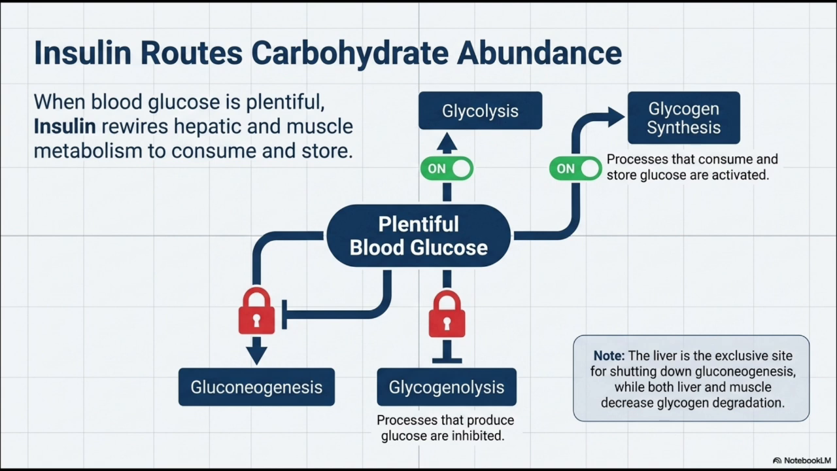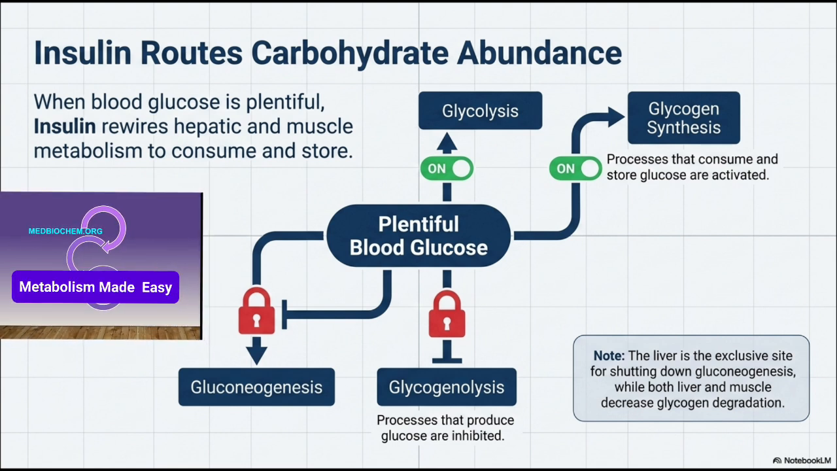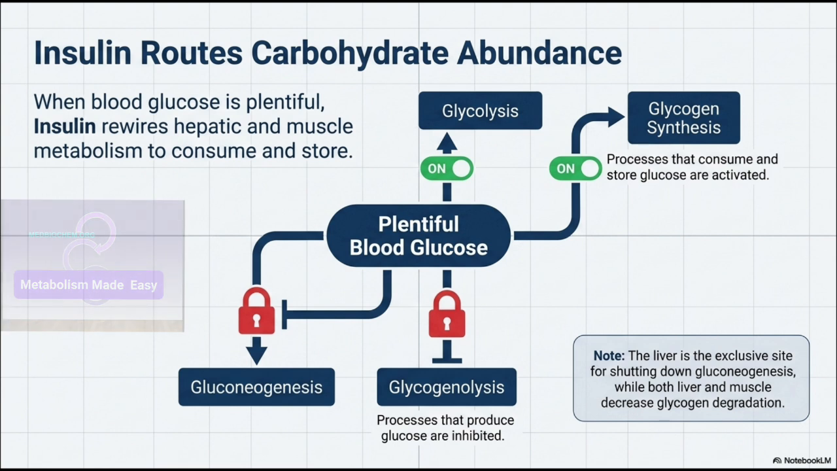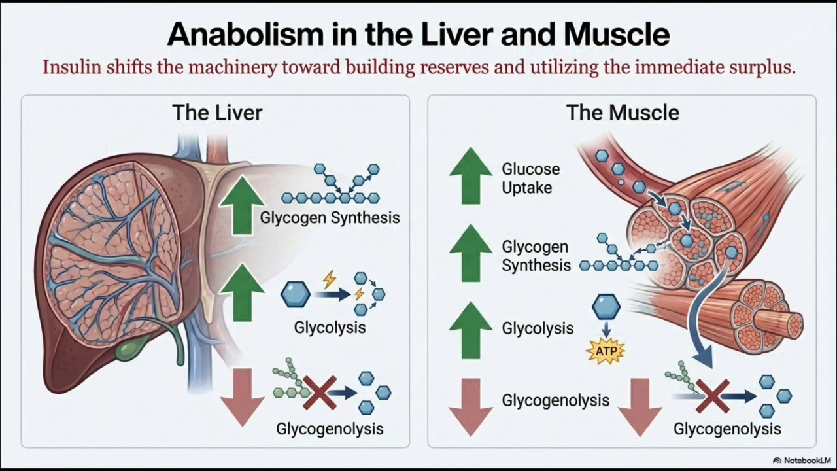The reverse processes, glycogenolysis, which produces glucose, and gluconeogenesis, which also produces glucose from smaller molecules, are inhibited. And that's specifically important in the liver, because the liver is the only tissue that has gluconeogenesis. In both liver and muscle, you have a decrease in glycogenolysis, degradation of glycogen.